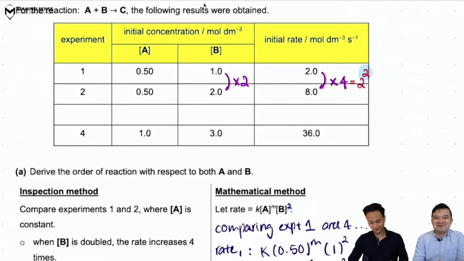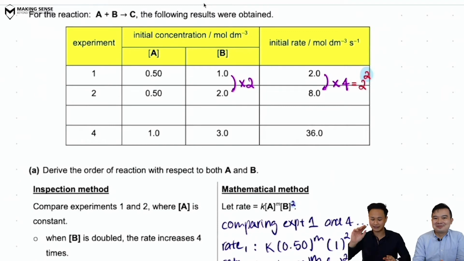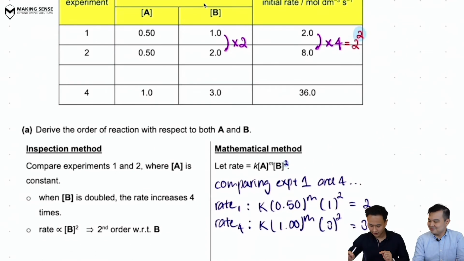Well, to do the mathematical method, we're going to write rate equations for the experiments that we choose, and it doesn't matter which experiment you choose, it's up to you. For this example, I'm just going to choose experiment 1 and experiment 4. I'm going to write out the rate equation for experiment 1 and experiment 4. Just bear in mind, you already know the order of reaction with respect to B, which was simply 2.